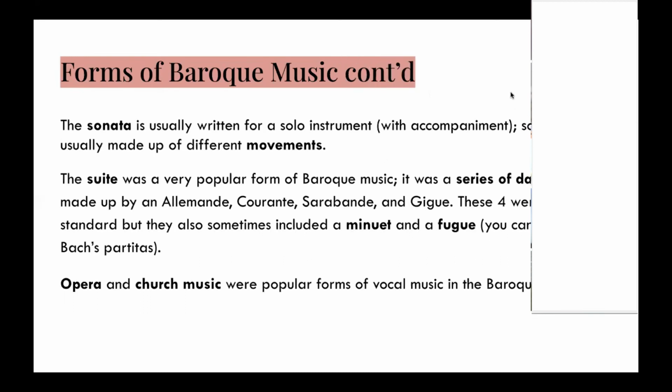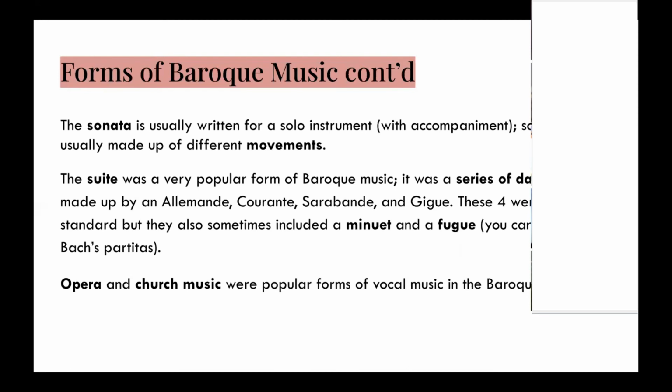And then the sonata is usually written for a solo instrument with an accompaniment. Sonatas were usually made up of different movements. So if you were to grab a random sonata, you would see movement 1, movement 2, movement 3. There might be 4, 5, 6, but the suite was a very popular form of Baroque music.